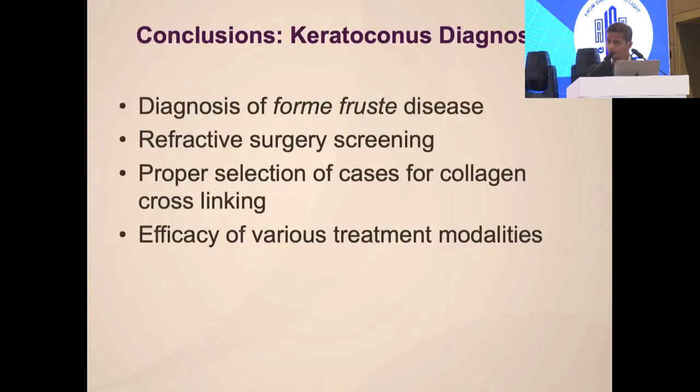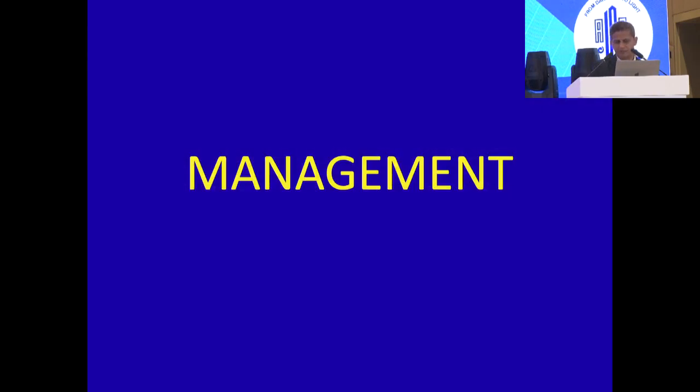So to conclude for this part, it is important to diagnose keratoconus at a very early stage. If you have cases with forme fruste disease, where you know the patient definitely has keratoconus because the other eye is keratoconic, it is important to follow up those patients just for the sake of research and see how these patients progress. This can be a useful tool in refractive surgery screening and for proper selection of cases for cross-linking.